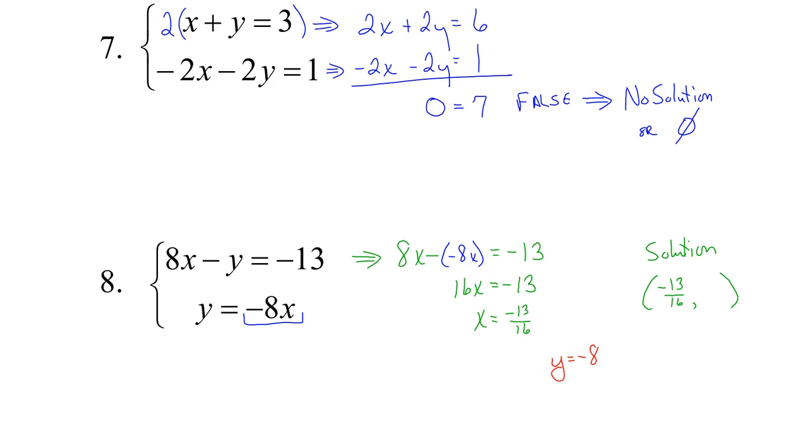So I have negative 8 times negative 13 over 16. 8 will actually divide into 16, so I'm going to write it a little bit different. Negative and negative is positive, and so I have 8 times 13 over 16. That 8 divides into 16, and it leaves me with 13 over 2, and so 13 divided by 2 is the second component for my ordered pair, my solution. Excellent.